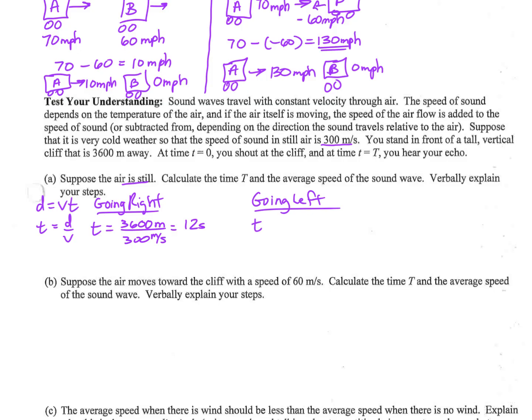Well, going to the left, there's no change because the air is still, so the frame of reference didn't change. Does that make sense? You still have your distance, which is 3,600, your velocity, which is 300, so it's another 12 seconds. So the total time is equal to 12 plus 12, which is 24 seconds.